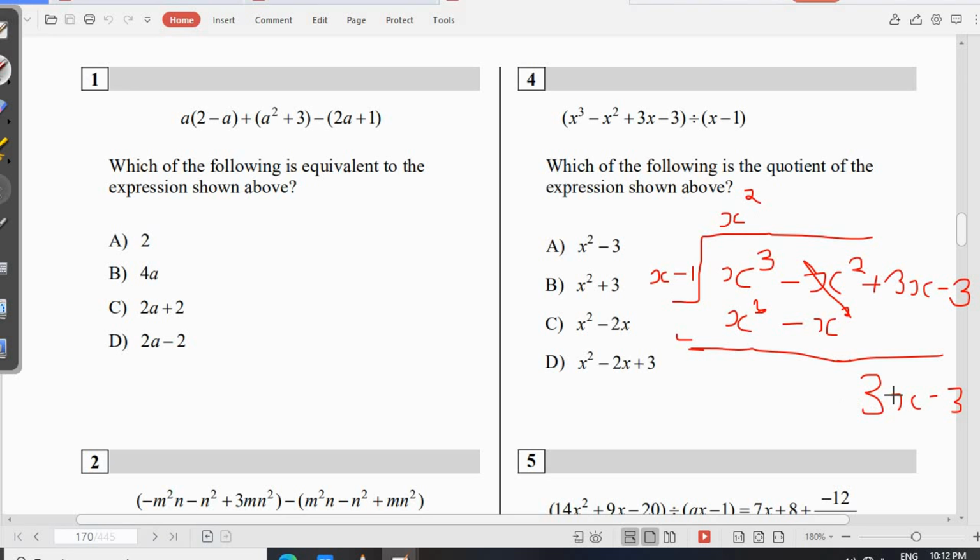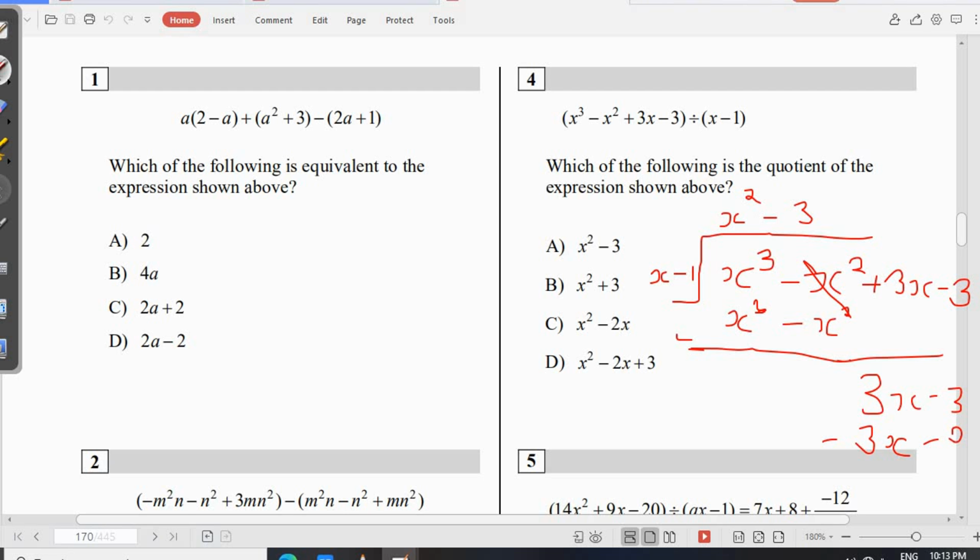So let's go with x into this. If you go with x into 3x, you'll be having 3x. Minus 3, so multiply minus 3 times this, you'll be having 3x minus 3. See, minus 3 times x is minus 3x, minus 3 there.